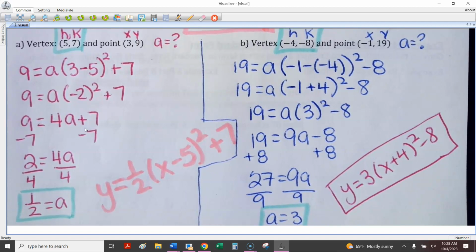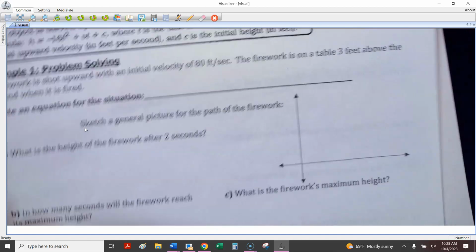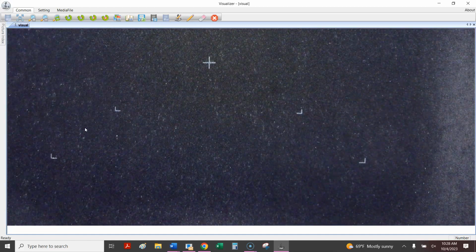Is anybody having a question? It's not terrible, it's just kind of got to work it out and do it in a couple steps. All right, now, same question, but I'm not going to give you the vertex and the point. I'm going to give you a picture of the graph.